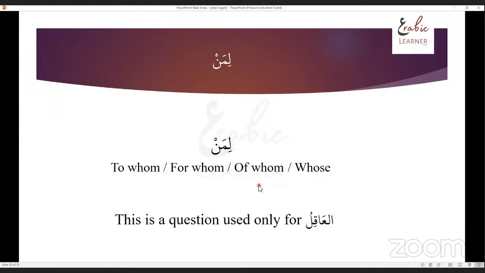Liman means to whom. So, for example, I want to ask to whom this bag belongs. For example, there is a book lying here, and this book belongs to whom. So I will say liman hadihil kitabu. Like that I will say hadal kitabu. So liman means to whom, for whom.